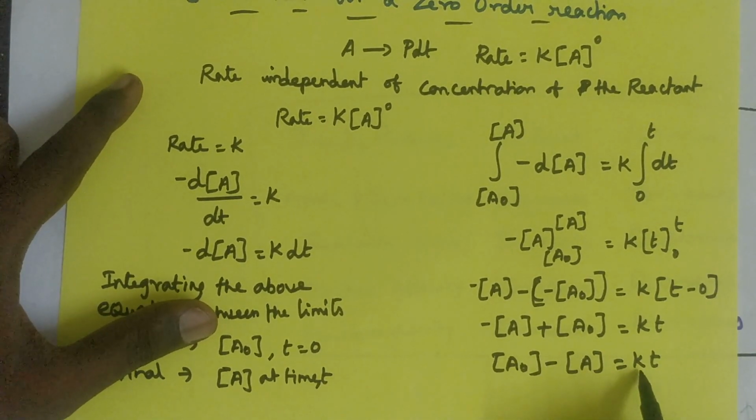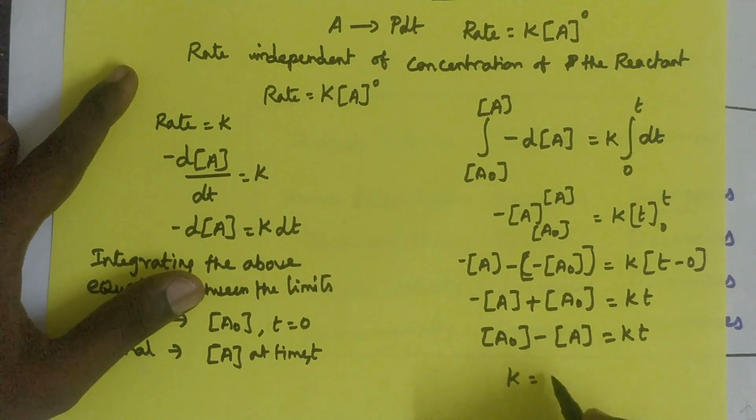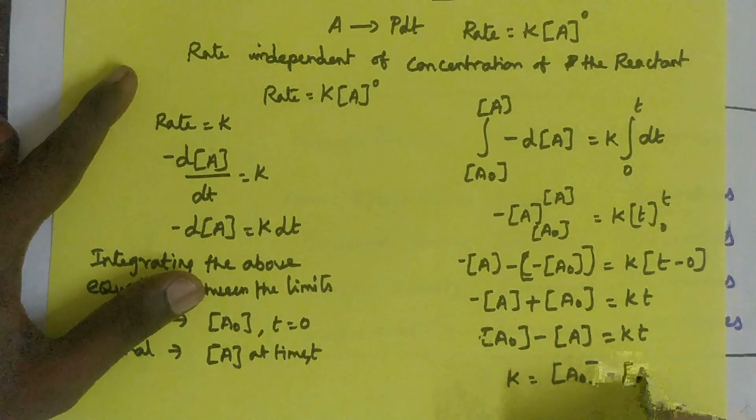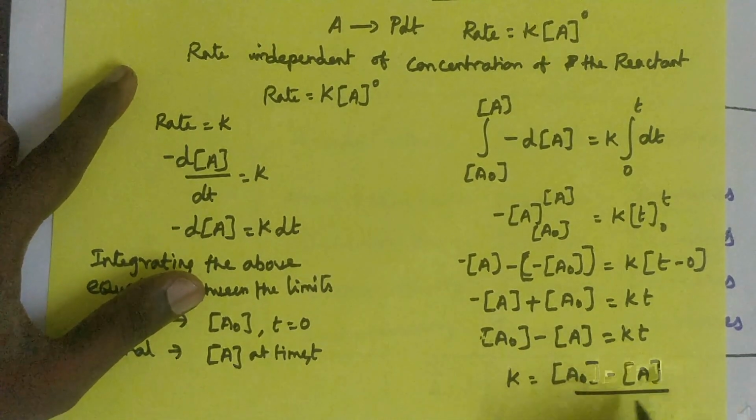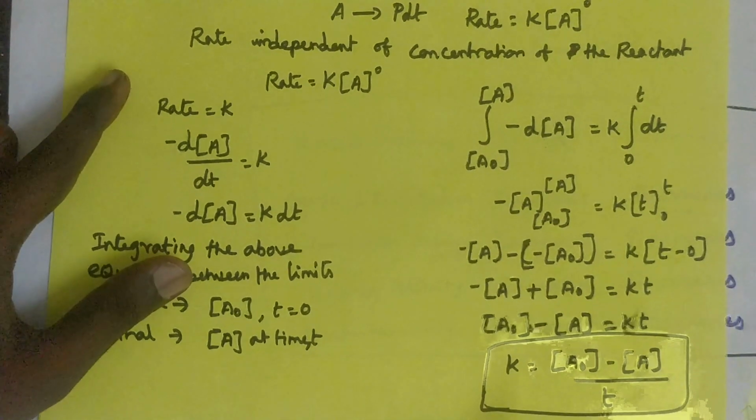So we have to calculate the rate constant k. From the above equation, k is equal to concentration of A naught minus concentration of A, divided by t. This is the rate constant for a zero order reaction.